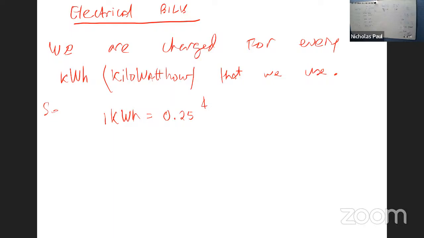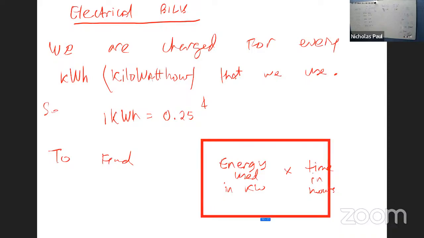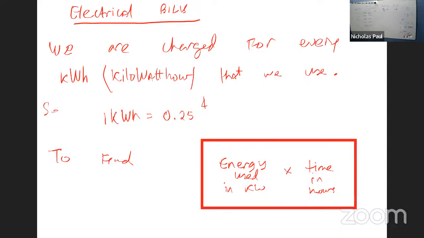To find it, here's what you need: the energy used in kilowatts multiplied by time in hours. Okay, so that's what you need. Go take a picture, write it down here.